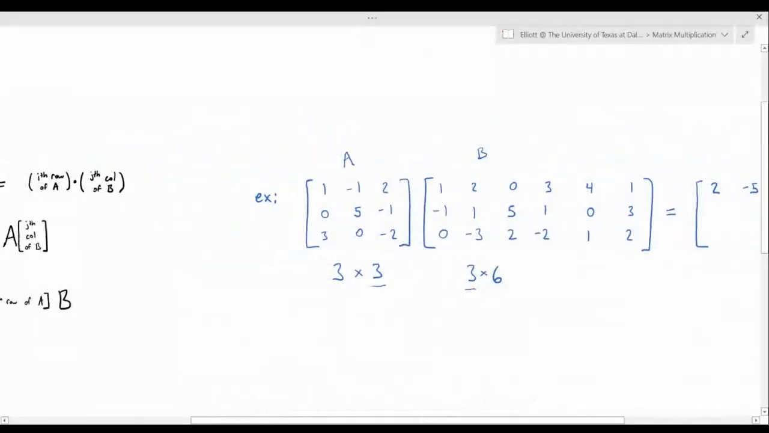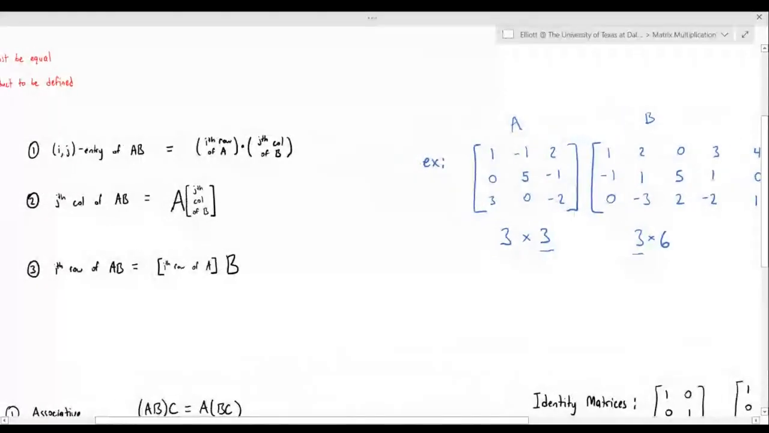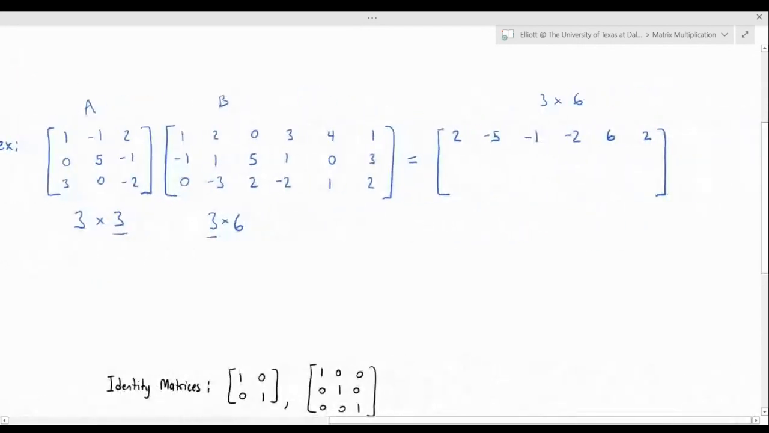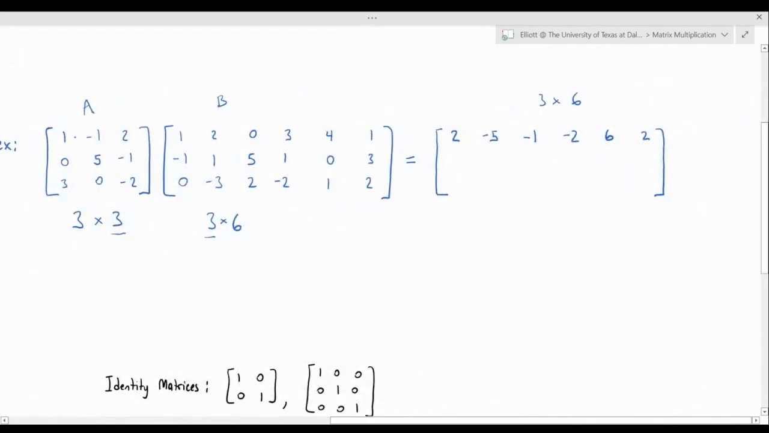Now I will highlight one of the properties I mentioned here. I said the ith row of the product AB is equivalent to taking the ith row of A and then times matrix B. And if you think about it, that's essentially what we did here. We took the first row of A and we multiplied it with all of matrix B, and then that filled out the first row of the product, okay?